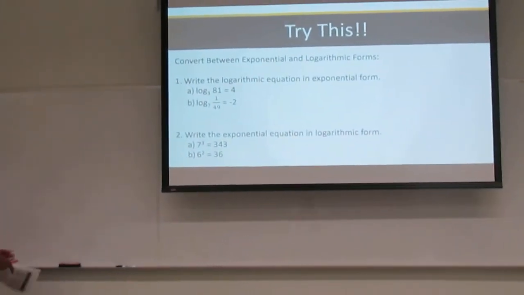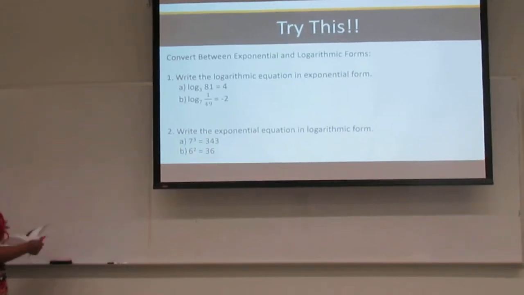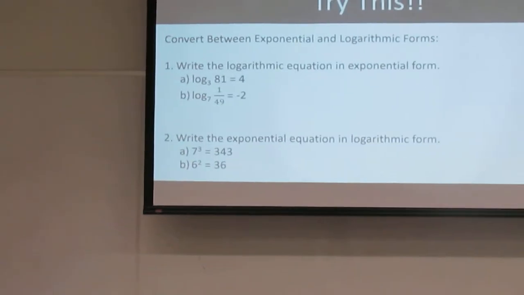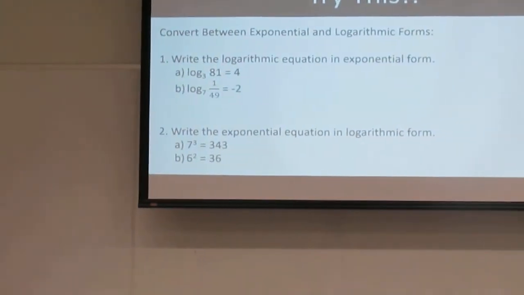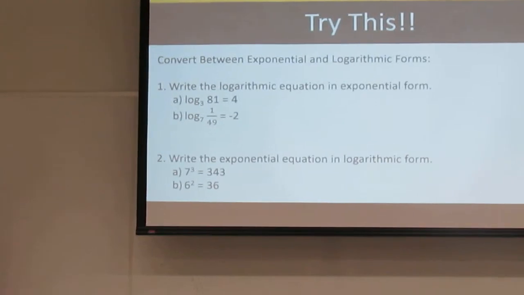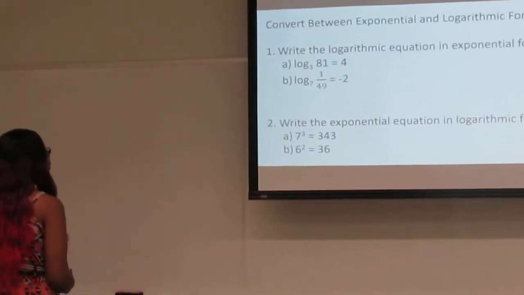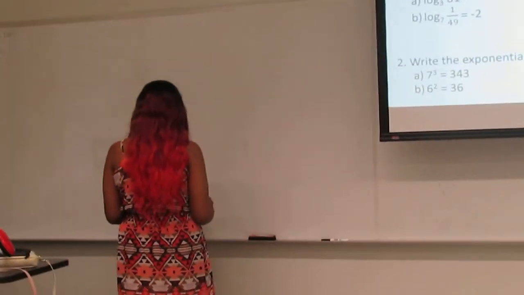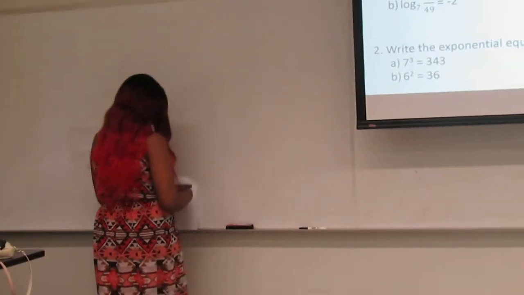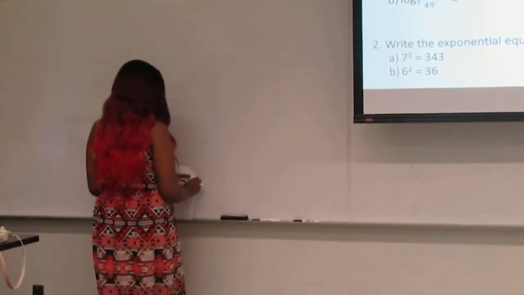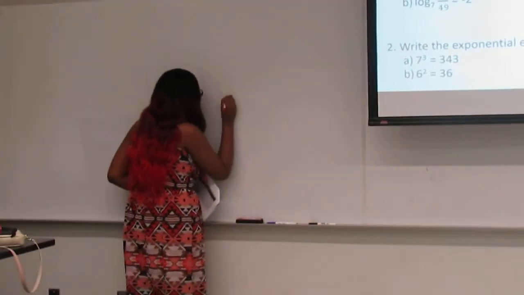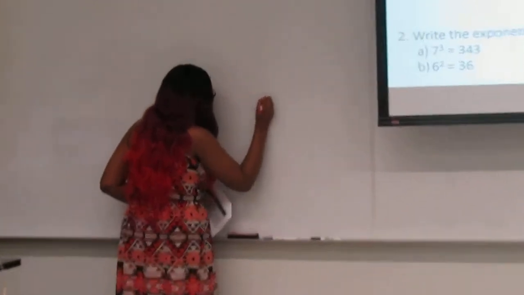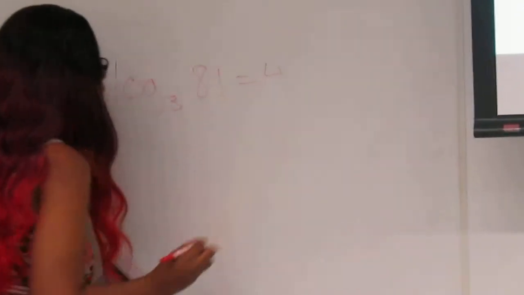Next, we're going to convert between exponential and logarithmic forms. Number 1, write the logarithmic equation in exponential form. A, log base 3 of 81 equals 4. So first we'll write the problem down. Log base 3 of 81 equals 4.